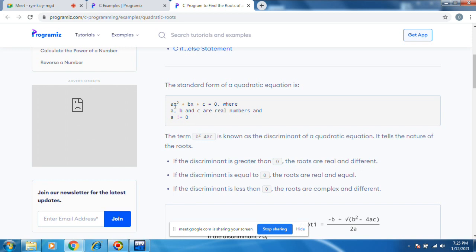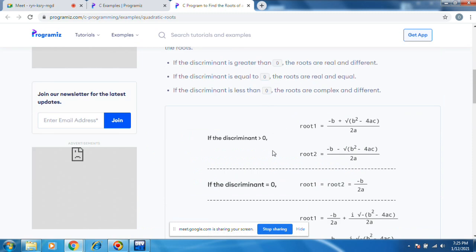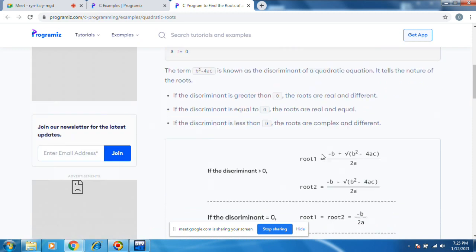Okay. Before going to the quadratic equation, there are two roots: root 1, root 2. And then b square minus 4ac. This is called the discriminant. The term b square minus 4ac is also known as the discriminant.